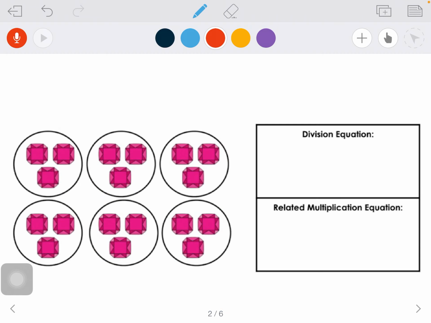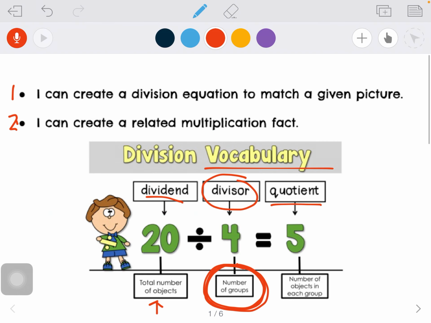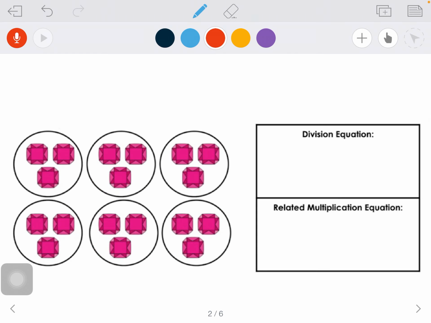Here we have a picture of equal groups. Now our first job is to observe the equal groups, notice the equal groups, and think about all the different parts of our division equation, okay? And that takes us back here. The dividend, the first number, the divisor, and the quotient. So in a division equation, my first job is to think, well, how many total objects are there? That's my dividend. So I can just simply count them.